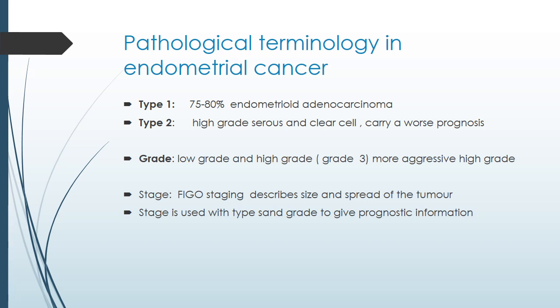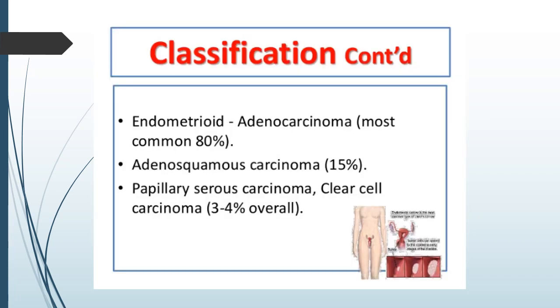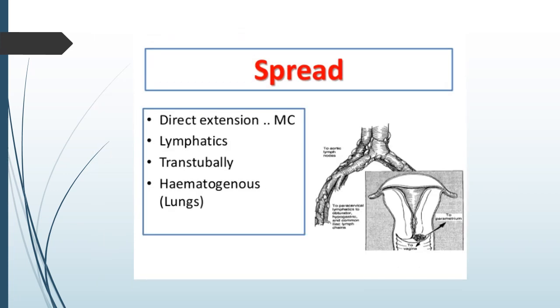So when we get a histopathology report from a pathologist, he tells us this is stage 1, 2, 3, type 1 or 2, and then the histopathologist mentions the grade as well. Then there are others: endometrioid, adenosquamous, papillary, clear cell carcinomas. They are 15% of the cases. You must have read all this in your pathology books.